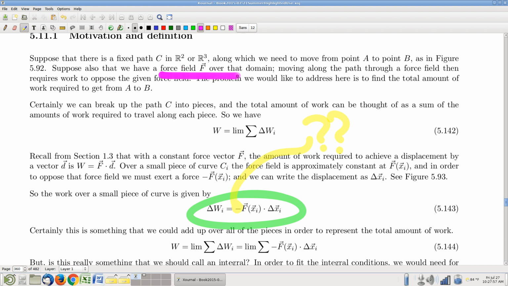There's a force field on the domain. Okay, that doesn't really resolve it. Which is this: the force that's being applied to me, or is this the force that I'm having to push to overcome it?